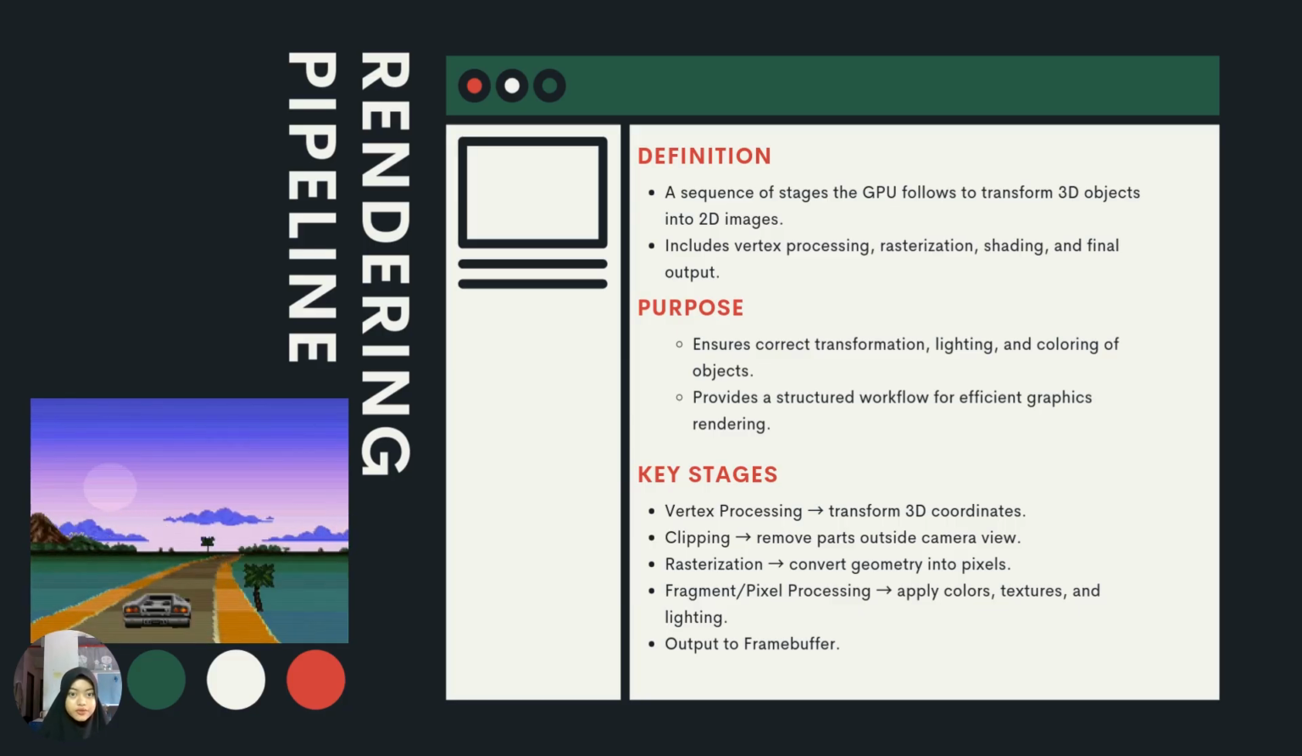The key stages are, first, vertex processing that transforms 3D coordinates. Second is clipping, to remove parts outside the camera view. Third is rasterization, which converts geometry into pixels. Fourth is fragment or pixel processing that applies colors, textures, and lighting, and lastly, output to the display.